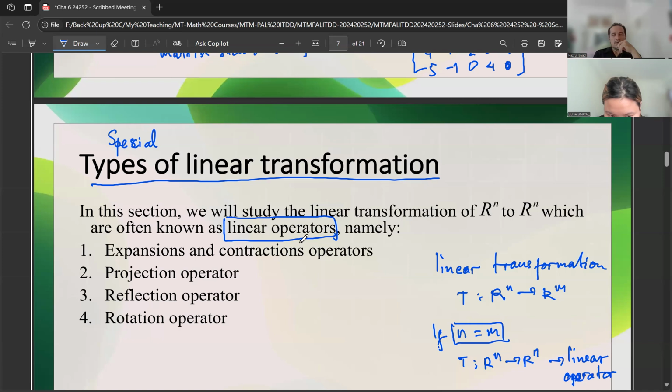And now we will talk about special operators. It's called expansion and contraction. And we will talk about projection. We will talk about reflection. And this is rotation.